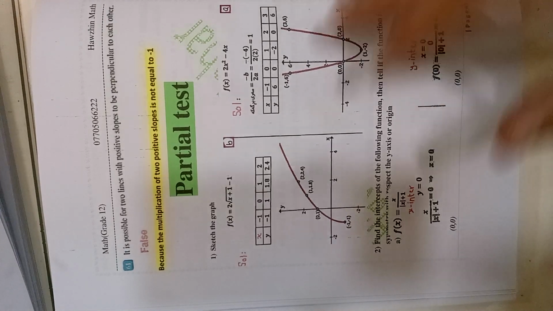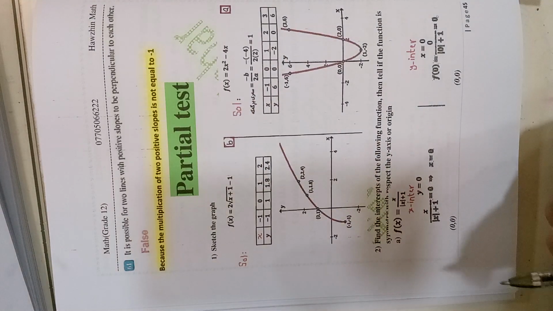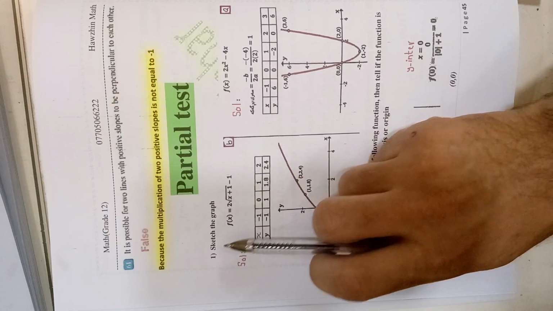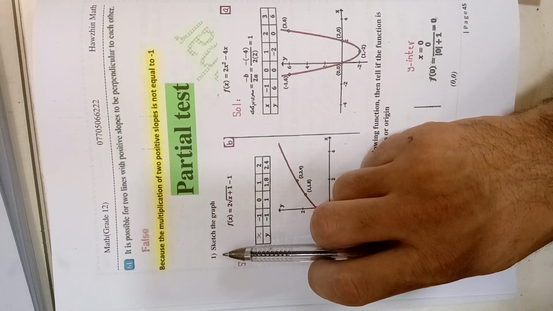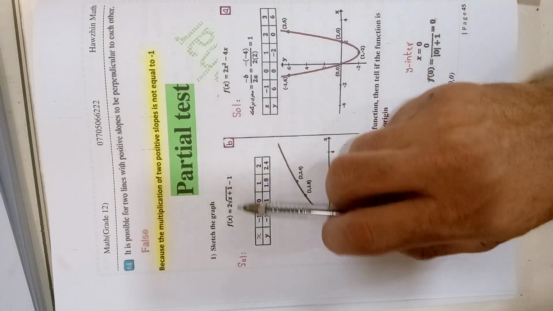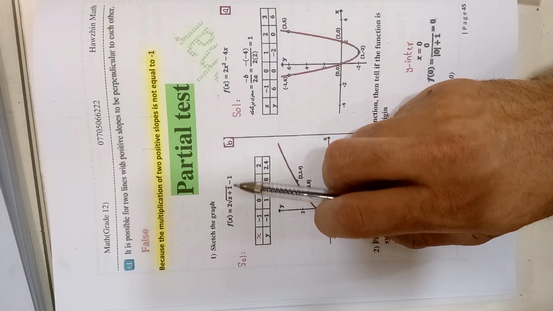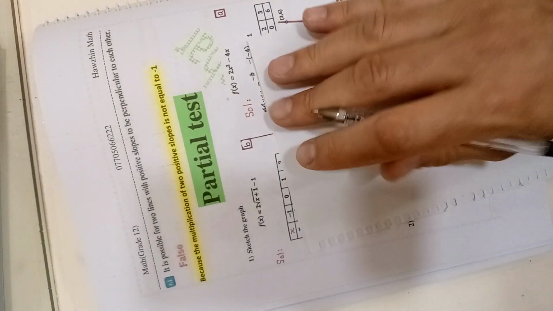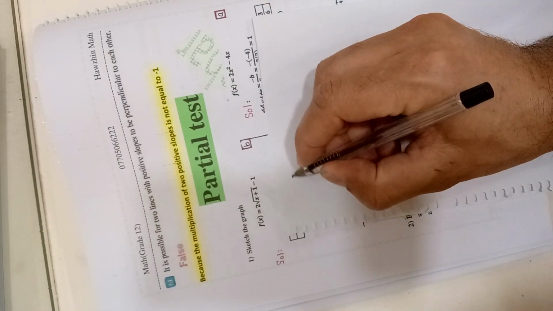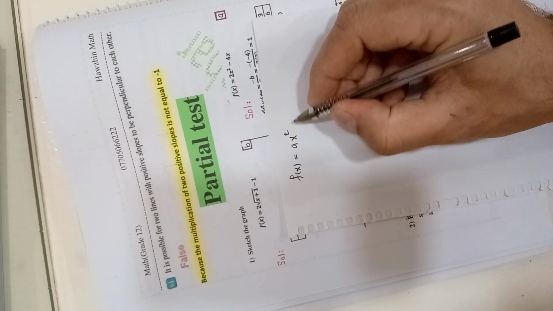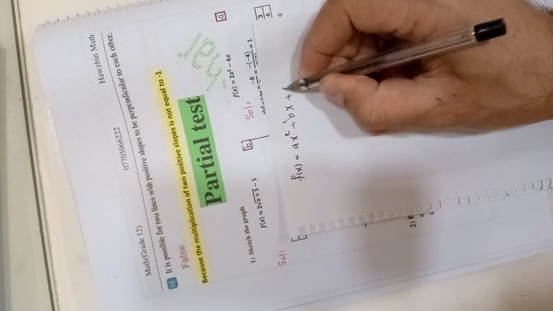In this video, I want to talk about the partial test of chapter 1. About this, the first one: sketch the graph of f of x equal to 2x squared minus 4x, and f of x equal to 2 square root of x plus 1 minus 1. About the first, because we have the form of a quadratic, f of x equal to a x squared plus bx plus c.